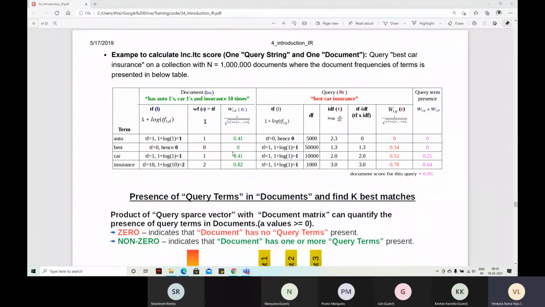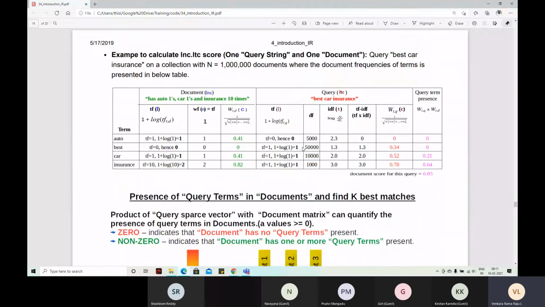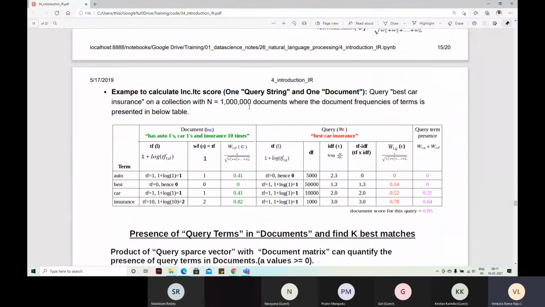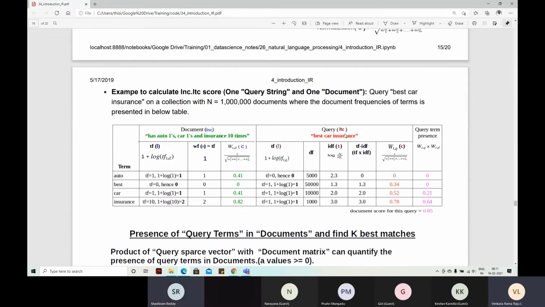Now on the query document, what is the mechanism? What are we applying? LTC. What is L? Log. In the TF score it is log, and on the document frequency it is IDF. T is IDF. So we calculated inverse document frequency with 1 million documents, log of n by the document frequency. I calculated inverse document frequency here, and then the TF-IDF score I calculated, and again C is the cosine normalization.